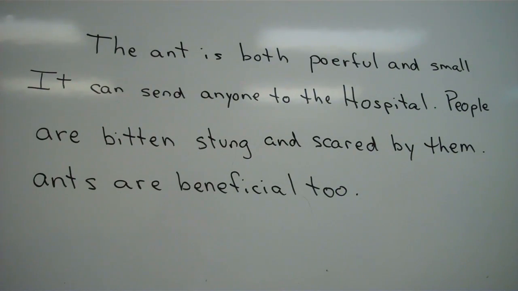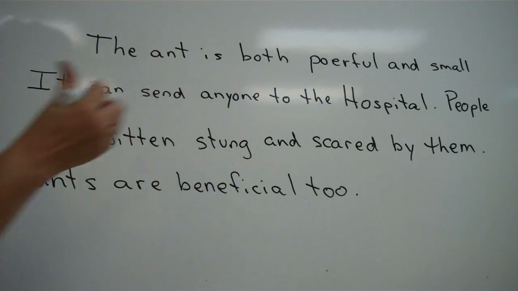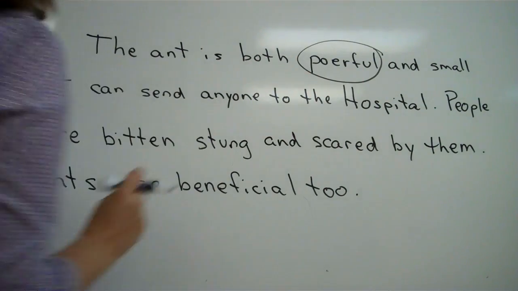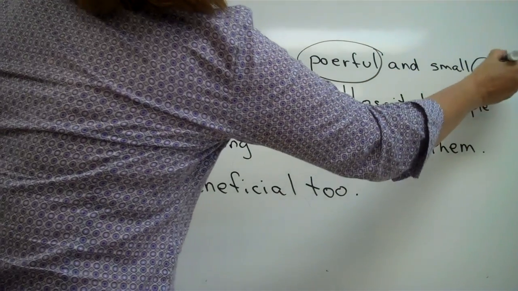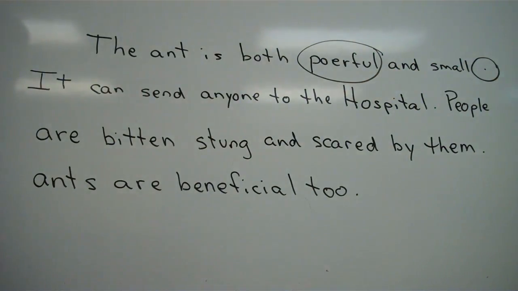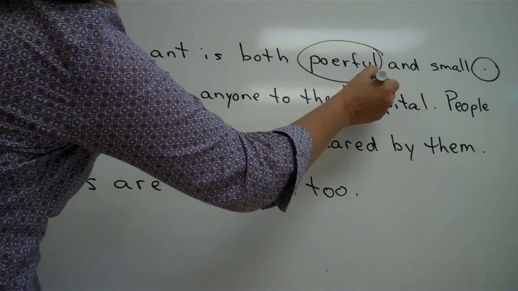Let's look at this example and use editing marks. The ant is both powerful and small. It can send anyone to the hospital. People are bitten, stung, and scared by them. Ants are beneficial too. Let's see how we can correct this student's work. The ant is both powerful. This is misspelled. And small. The end of a sentence. Insert a period. It can send anyone to the hospital.